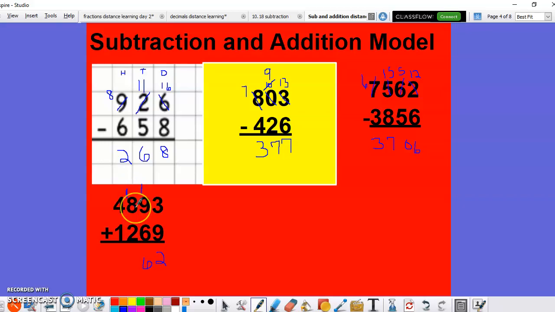Now I have 1 plus 8 is 9, plus 2 more is 11. Put my 1, regroup the other one. 1 plus 4 is 5, plus 1 more is 6. So my sum, that's the answer to an addition problem, it's called sum, S-U-M, is 6,162.